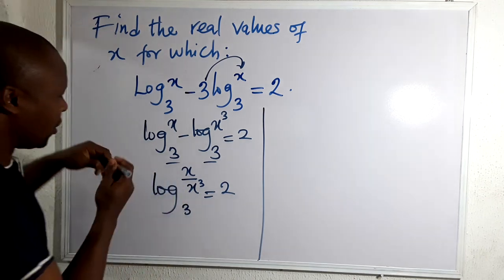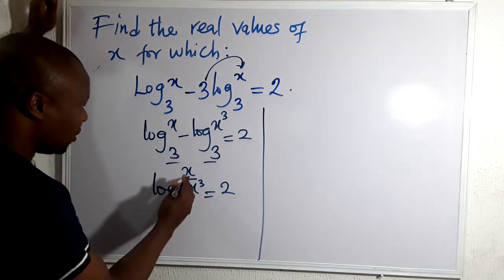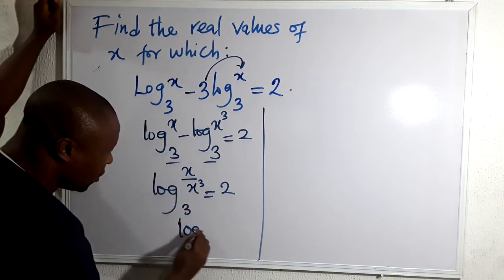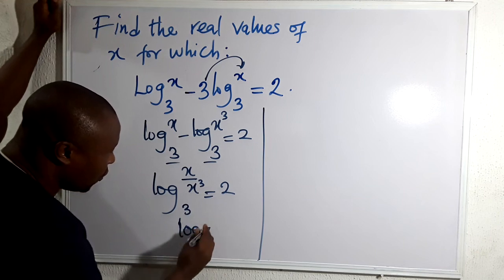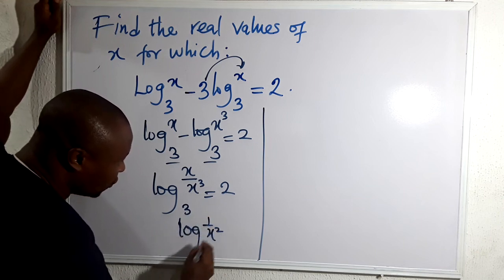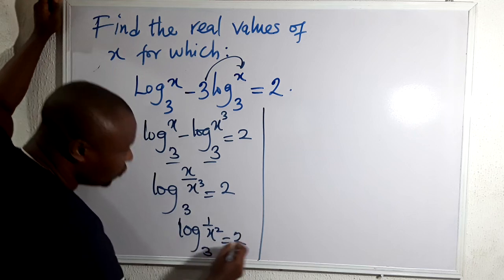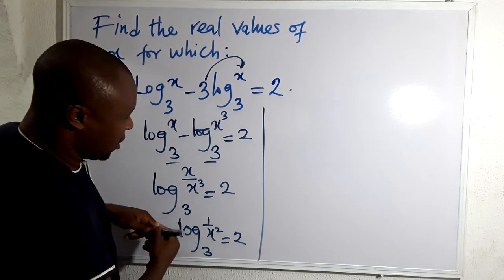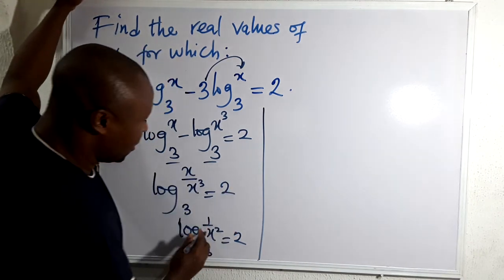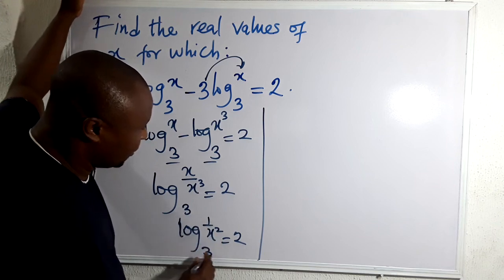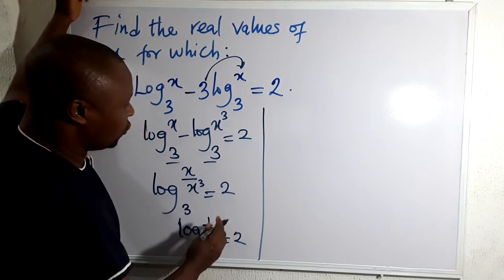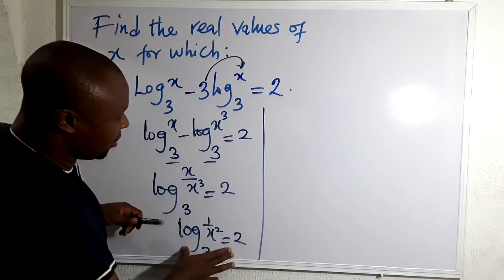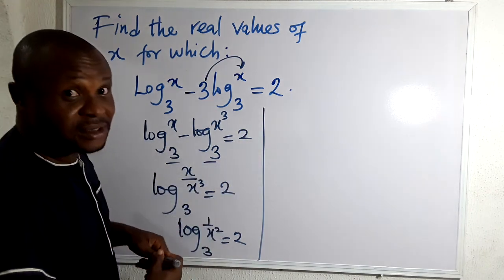So obviously this will give us log 1 over x squared to base 3 is equal to 2. The next thing we are going to do is, this is the number, this is the base, and this is the power. So we are going to transpose this from the logarithm form to the indices form.